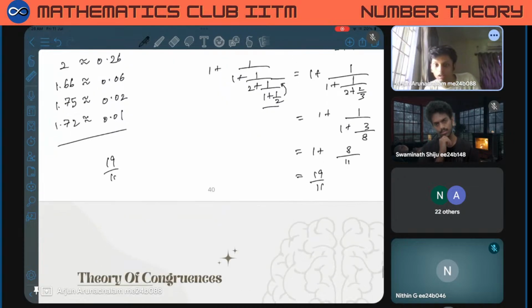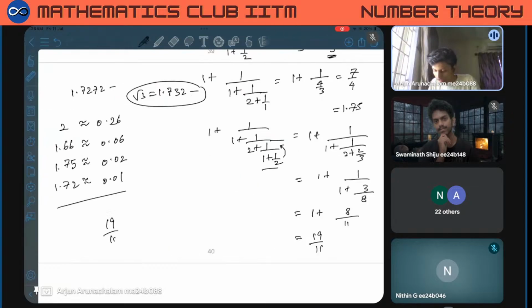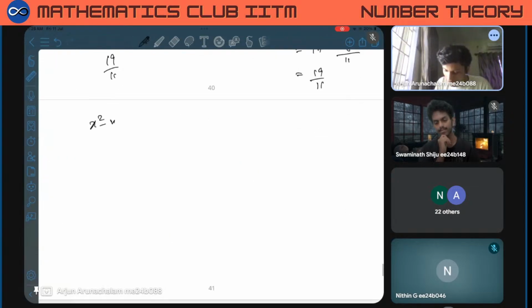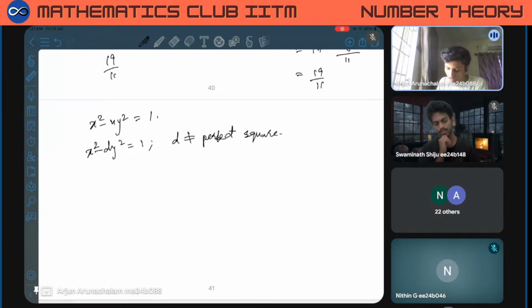And now we'll discuss something called Pell's equation. Pell's equation is essentially a Diophantine equation of the form x squared minus n y squared equals 1. Let's say x squared minus d y squared equals 1, where d is not a perfect square. And I'll discuss why this is useful. It has been proved that it has infinitely many solutions.